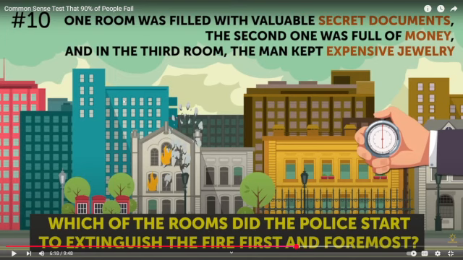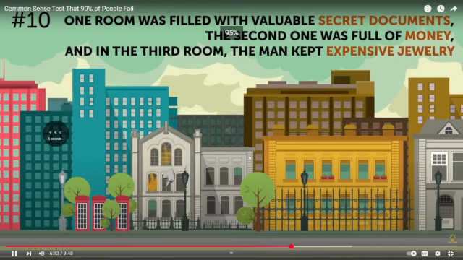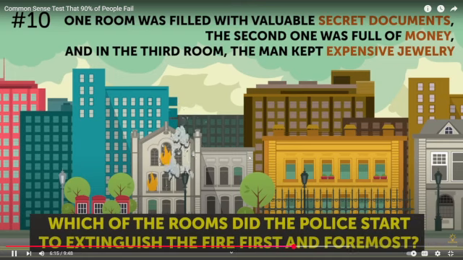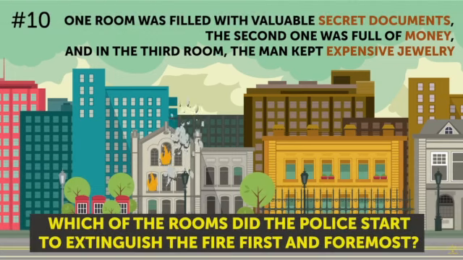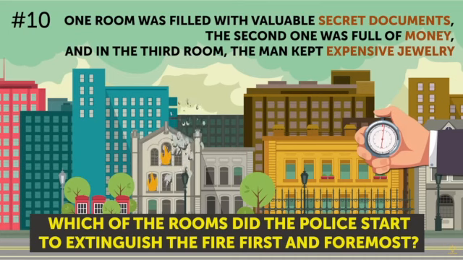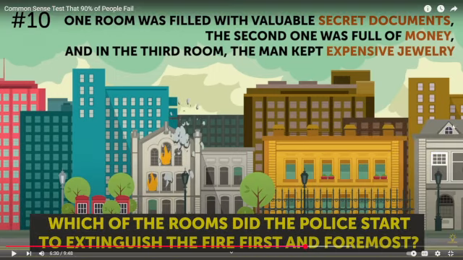Well, first of all, it looks like the building that's on fire is going up, so obviously it has to be the first one, right? Secret documents. Right? The first one's a secret. Wait, no. Oh, no. It's gonna be expensive jewelry because that's on the bottom.